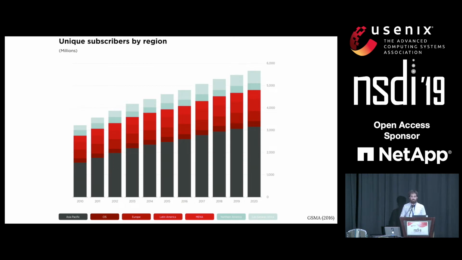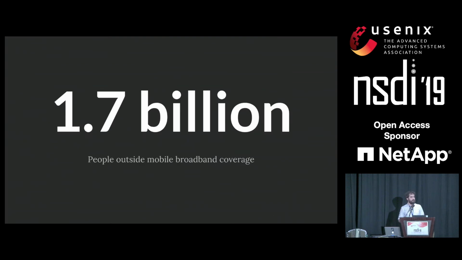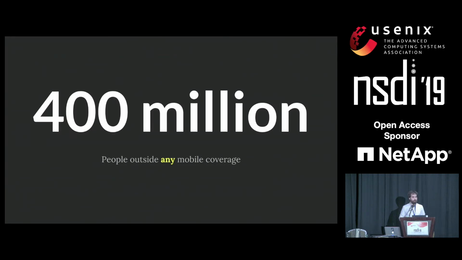At the same time, while the number of subscribers has increased, the footprint of these networks has started to slow down. The traditional telcos have expanded the network to the places where it's financially feasible for them to do so. What this means is that even today, there's about 1.7 billion people worldwide who lack access to mobile broadband, meaning 3G or better, and over 400 million people who still don't have access to basic 2G communications, meaning they can't send a text message or make a phone call. There's been a lot of work to figure out how we can expand the reach of communications to these last 400 million people.